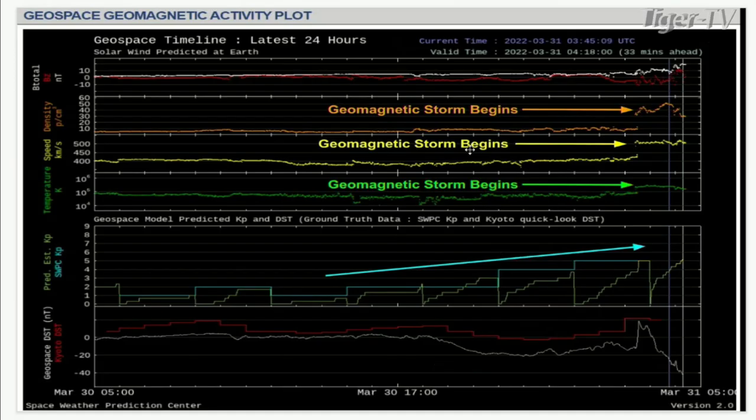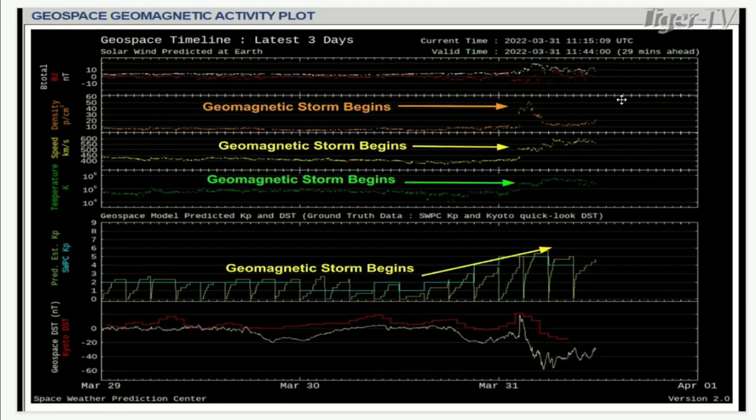So what we have here is a graph of what happened. This is from NOAA. You can see as the geomagnetic storm approaches, the activity increasing. The temperature jumps up here. The speed jumps up here. The density jumps up here. So all of these particles are coming and bombarding the Earth. We can track exactly when this comes to the Earth and see when it's passing over us. Okay, so that's important.